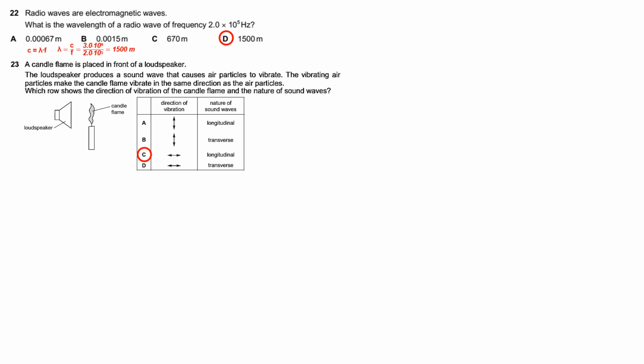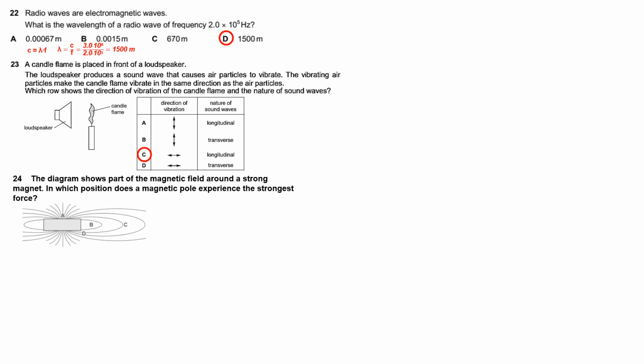Question 24. The diagram shows part of the magnetic field around a strong magnet. In which position does a magnet pole experience the strongest force? The magnetic field is always strongest at the poles of a magnet, where the field lines are most concentrated. Since position A on the diagram shows the closest field lines, it represents the area with the strongest magnetic force.